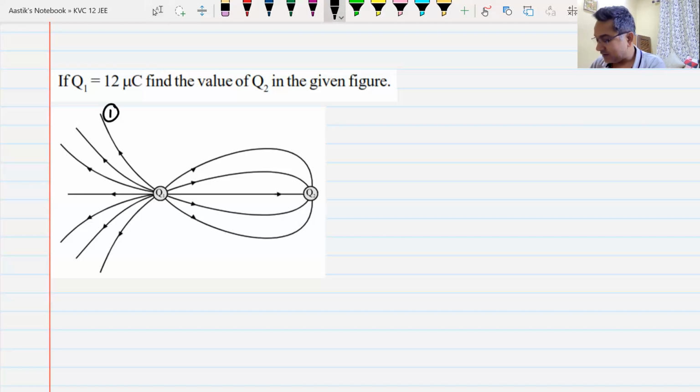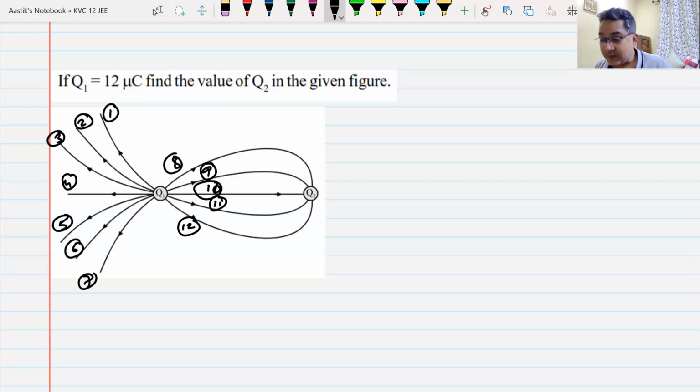So let's count. 1, 2, 3, 4, 5, 6, 7, 8, 9, 10, 11, 12. 12 field lines are going out of Q1. And that's why they are saying that it is 12 microcoulomb. So now I have to count how many lines are coming inside Q2. So I again start 1, 2, 3, 4, 5. 5 are coming inside. Therefore, the answer is minus 5 microcoulomb.